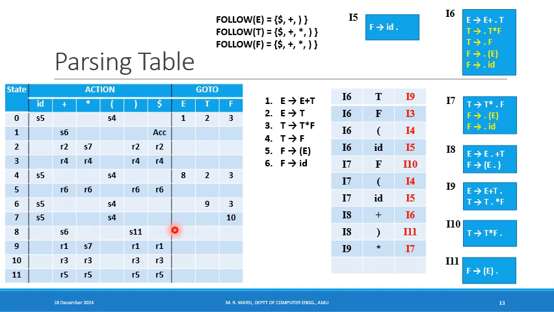Let's now look at the next transition from state number 8. From state number 8 on opening bracket, we are going to state number 11. So once again, a transition on a terminal symbol. So the entry in the parsing table at 8 comma opening bracket will be marked as S11.